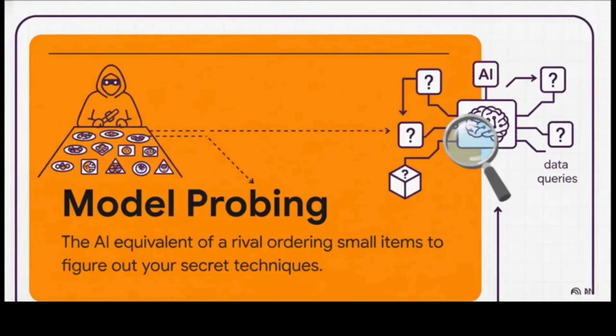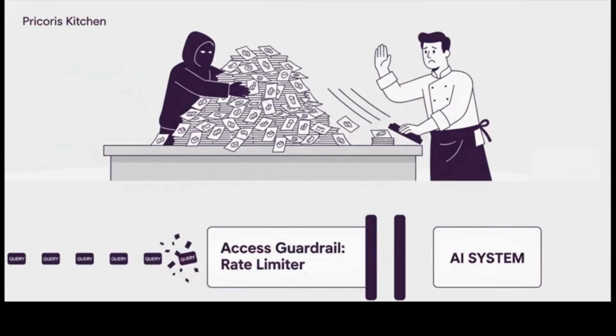Another threat to worry about is model probing. Picture a rival spy sitting in the restaurant ordering dozens of small, slightly different appetizers. They're not there to eat, they're analyzing every little detail to try and reverse engineer your secret techniques and recipes. In the AI world, this is someone sending thousands and thousands of queries to find weaknesses or figure out how the model works. And this is where an access guardrail is just absolutely essential, specifically something called rate limiting.